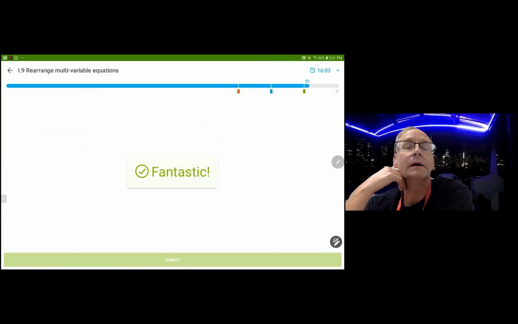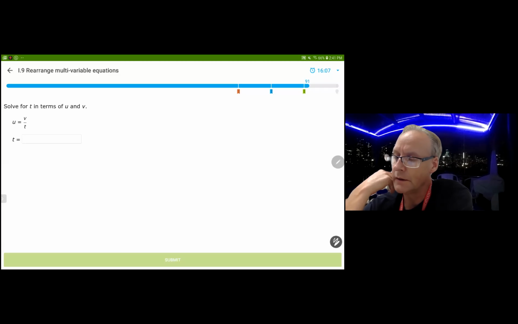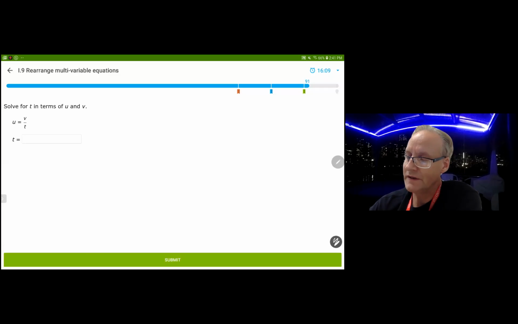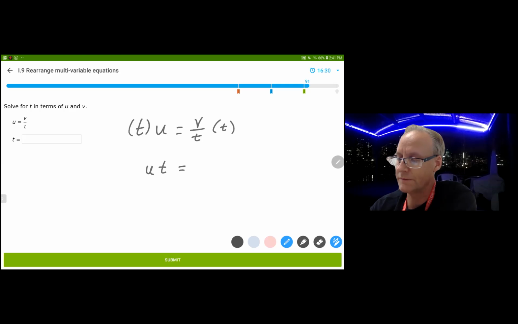All right, let's see. Oh, we're getting there. Looks like we have a couple more to do. Maybe 3. All right, solve for T. Okay, here we go. Another kind of easy one. U is equal to V over T. Again, you could put it over 1 and cross multiply, or just multiply by T on both sides. And then you're almost done, because we get U, T, or TU, it doesn't matter, order doesn't matter.